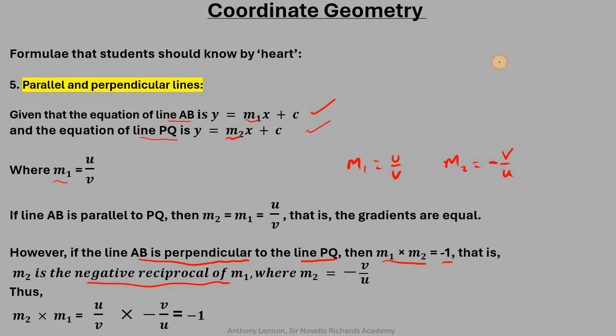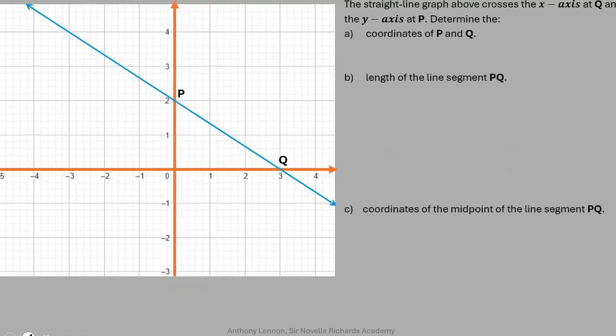We're going to look at a real example now, where we have a straight line passing through the y-axis at P and the x-axis at Q. And we're asked to determine the coordinates of P. So what are the coordinates of P? Now, if the straight line crosses the y-axis at P, then this is called the y-intercept point. And so since it's a point, it has 2 coordinates.